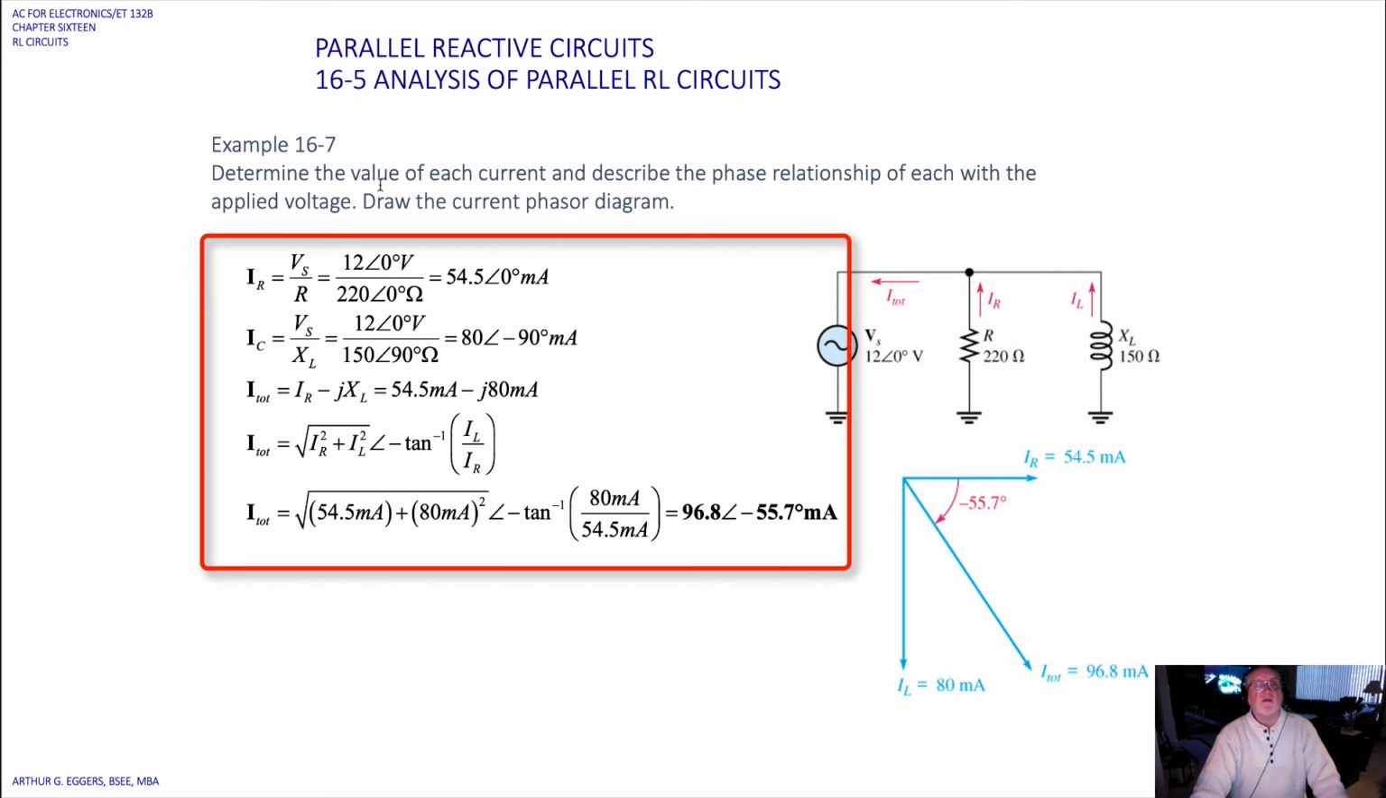Okay, another example: determine the value of each current and describe the phase relationship of each. So we've gone through this. I'm going to let you go ahead and do it. So pull out your calculator and go through these, verify each of the values here. As shown, you can see we're calculating the current through the resistor, the current, that should be not C, but it should be L, the current through the inductor, the total current then given in rectangular form, and then we convert the current to the polar form using this relationship, and we get 96.8 milliamps at an angle of minus 55.7 degrees.